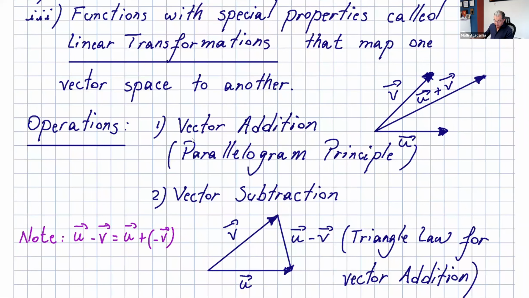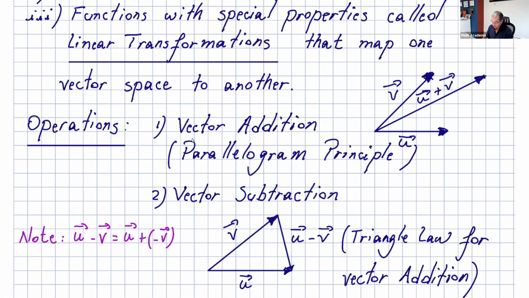Now let's just talk about vectors. A vector is an array that has a direction and a norm. So what can you do with vectors? Let's go over the operations first. You can do vector addition.